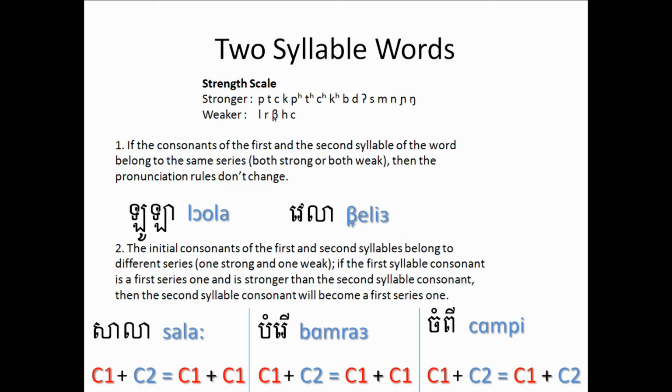So that's really weak. So that means even though this J sound written as a C in IPA is a first series consonant, it's still weaker. So it loses. That means the second syllable here, even though it's a second series, wins because it's stronger. We see B. It's actually the strongest if I look at my scale right here.